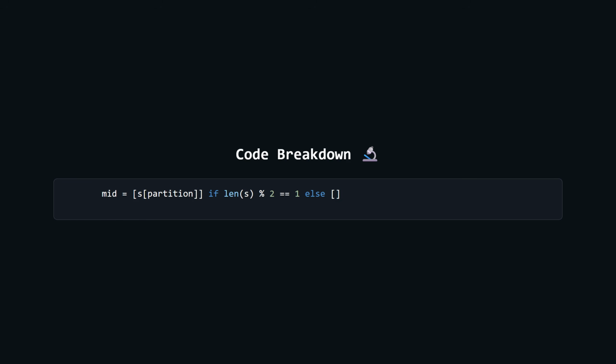Then, we have to handle the middle. If the string has an odd number of characters, there's a lone letter directly in the center that doesn't belong to the left or right halves. We save that letter. If the length is even, we just keep an empty list.